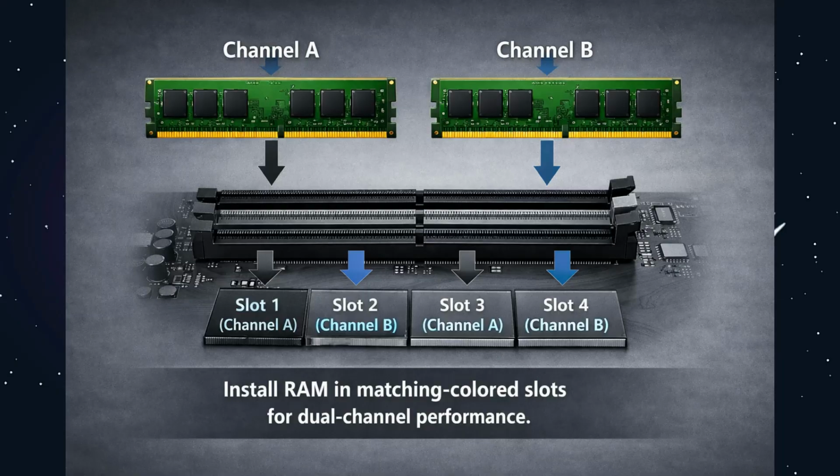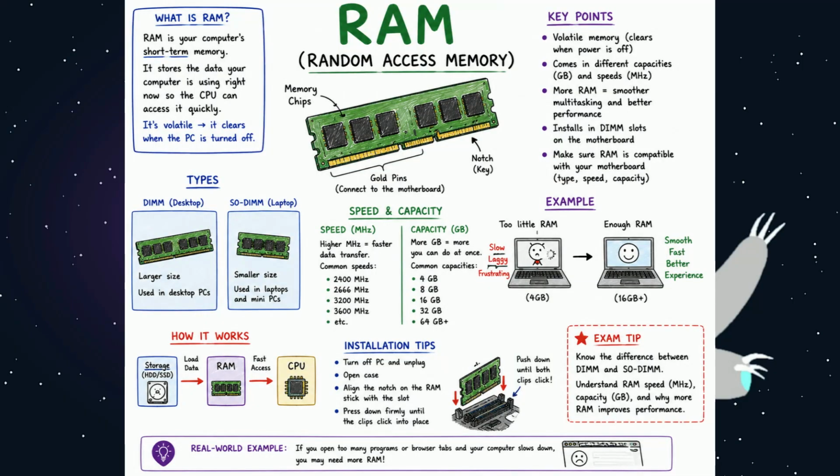The easiest way to think about dual channel memory is like opening additional traffic lanes for data. Using 2 matching RAM sticks in the correct slots allows the CPU to access memory more efficiently. That's why motherboards often color code RAM slots. More RAM will help with multitasking, while faster RAM improves responsiveness. And yes, opening 47 Chrome tabs absolutely can destroy your RAM.